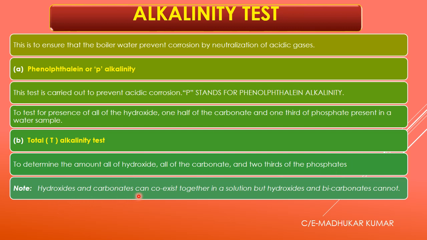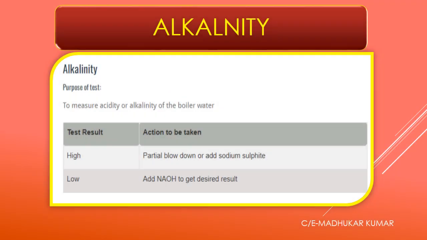Hydroxides and carbonates can coexist together in a solution, but hydroxides and bicarbonates cannot coexist, and this is the basic testing of the total. When we do the alkalinity test, what is the main purpose of the test? This is to measure the acidity or alkalinity of the water. It tells you whether the water is alkaline or acidic.